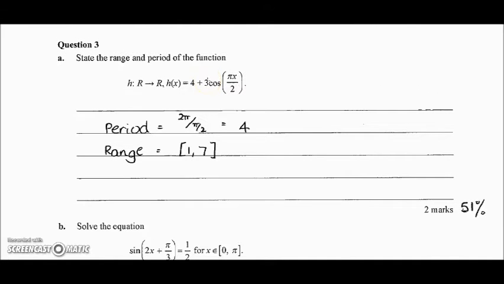Probably the easiest question on the paper. State the range and period of this function. The period is going to be 2 pi on 2, which is 4, and the range is 1 to 7. So if the graph was just this, then the range would be -3 to +3. But as we've been moved up 4, then the bottom becomes 1 and the top becomes 7.